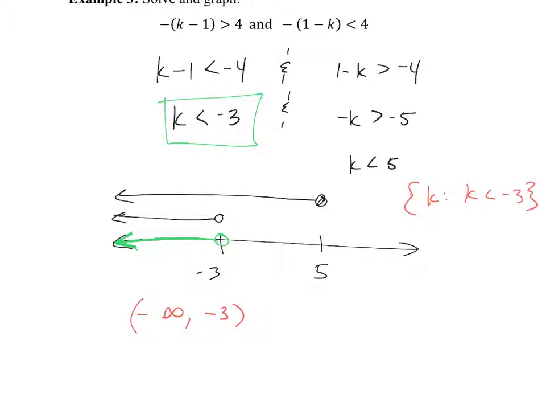Your book uses a colon here. I think in your newer books they would use a vertical bar, right? It's the same thing. The colon: k is in the set of the numbers where k is less than negative 3. That's just another way of writing the set notation with the squiggly brackets.